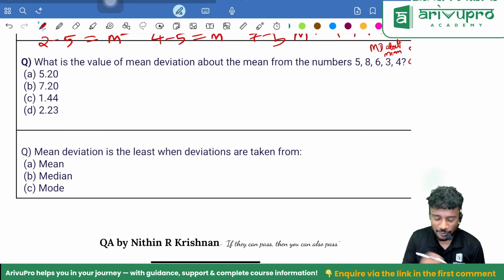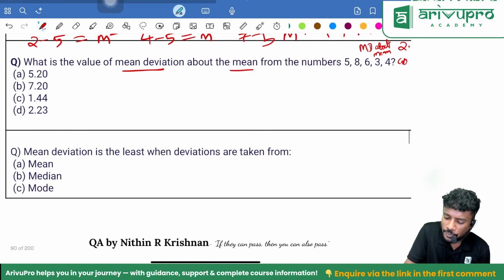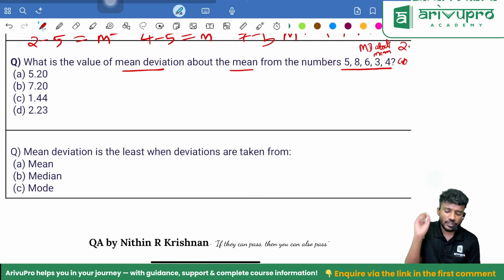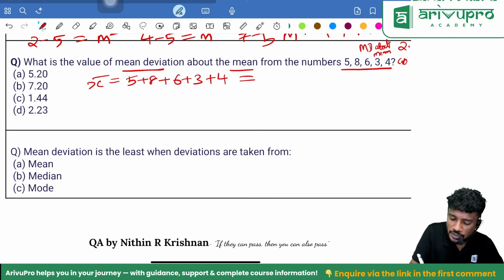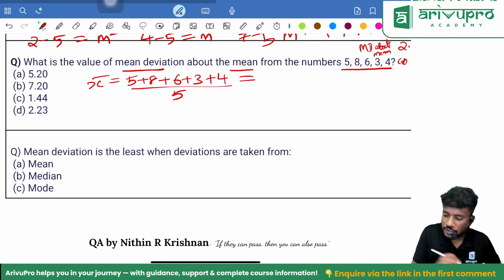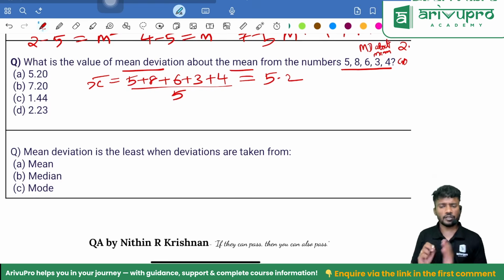Now, what is the value of mean deviation about mean for the numbers 5, 8, 6, 3, 4? Can you find it? Will you be able to find mean deviation about mean? So mean is how much? X bar is nothing but 5 plus 8 plus 6 plus 3 plus 4, divided by how many are there? In total divided by 5, right? How much is it? 5.2. Everyone got X bar.